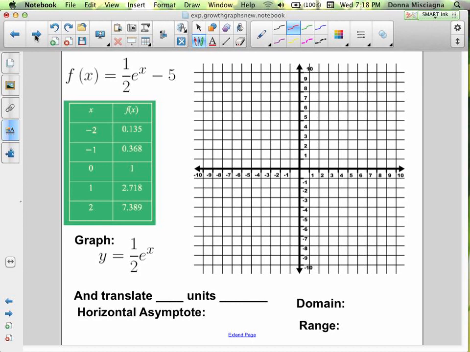All right, so now we have 1/2 e to the x minus 5. So now I didn't give you a base graph because it's not e to the x anymore. Our base graph is y equals 1/2 e to the x. All right, so a little bit different, but it's not that difficult. All we have to do is take e to the x and divide by 2.